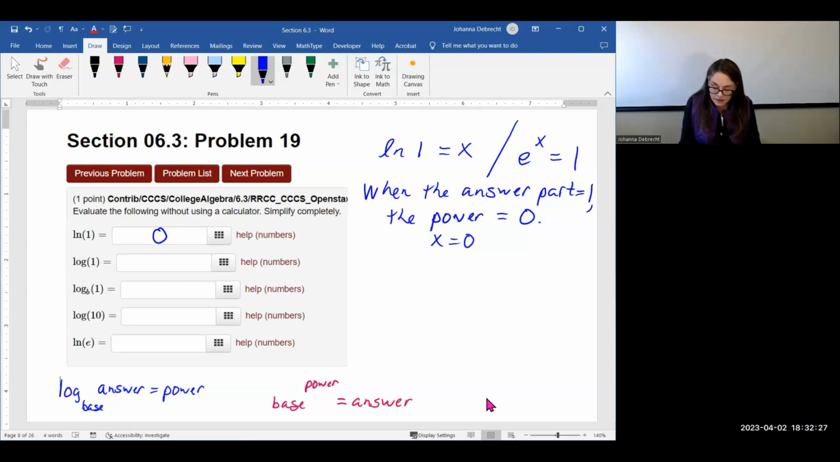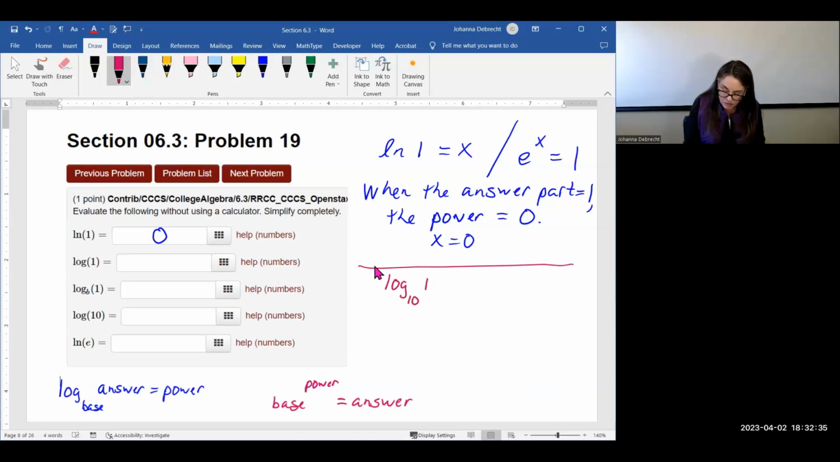So log base 10 of 1. Well, is that going to make any difference? Let's write it out. So we have log base 10 of 1 equals some power. That's the same thing as writing, maybe I shouldn't use a slash, a little squiggle in between. This says 10 to some power equals 1. Well, the power has to be 0. So no, it doesn't make a difference.